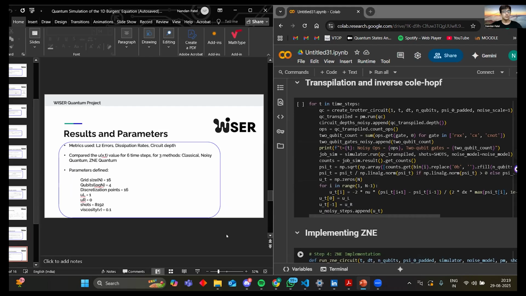For the metrics used, we use three different metrics: L2 errors, dissipation rates, and circuit depth. We have compared the U value for 6 time steps and for 3 different methods: classical method, a noisy quantum method, and an error mitigated quantum method. And you can also see the parameters that we have initialized in our code in the PPT as well.